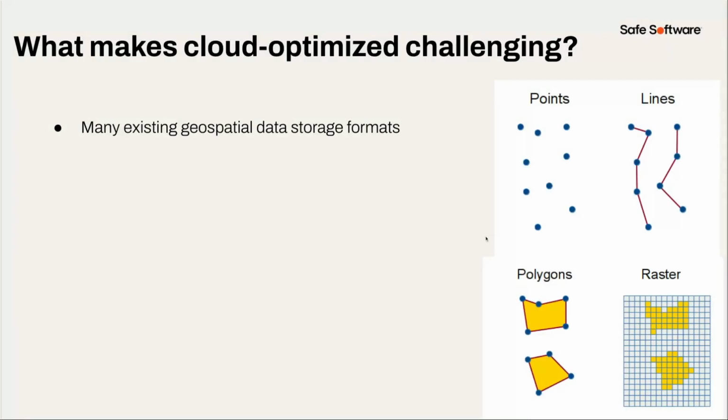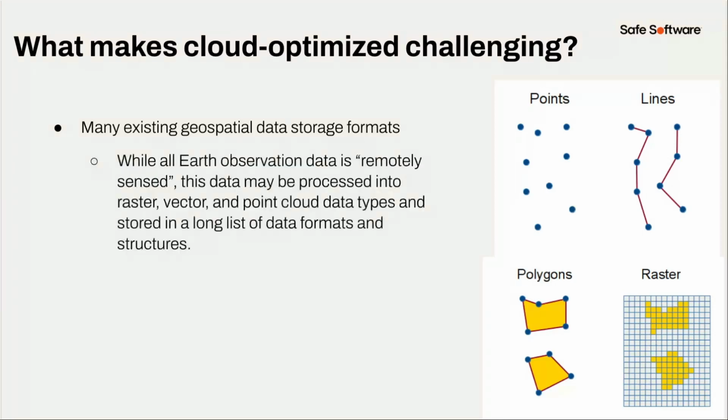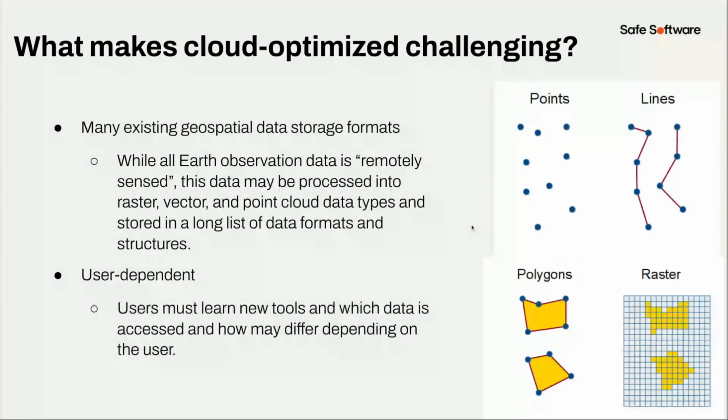The example I just gave was the benefits of the Cloud-Optimized GeoTIFF, but in addition to raster, there's points, lines, polygons, so vector data. There's also point cloud data from LiDAR. So all of these data types are different in the way that they show up and how you'd work with it. And so therefore the ways they need to be stored have different needs for optimization. And then it's also very user dependent. Users must learn new tools with the data, and that might differ depending on the user and their needs.